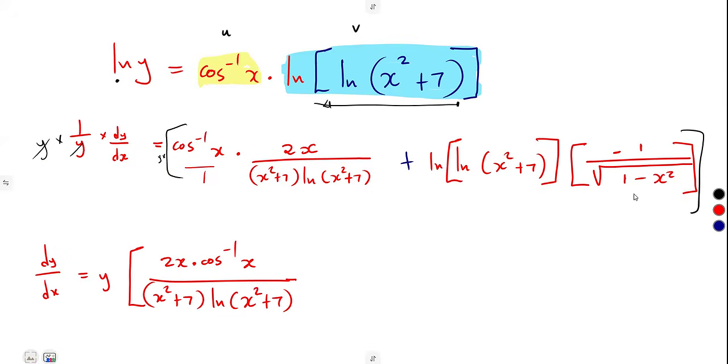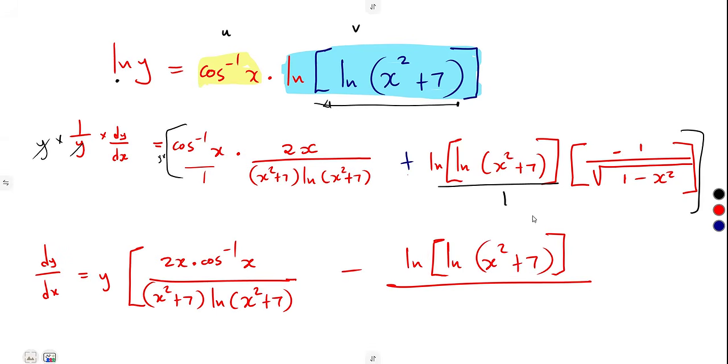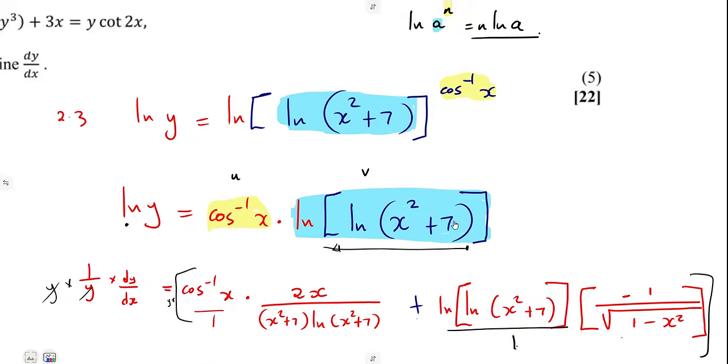Okay, we can say this is the same as over 1, so you multiply the numerators and the denominators. It was going to be positive times a negative, so that's a negative: the ln of ln x squared plus 7, everything over 1 times the square root of 1 minus x squared. We can have it in this manner, then substitute that part representing y in terms of x.